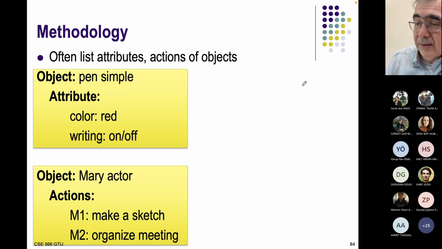Actor is Mary. Actions are make a sketch, organize meeting. So M1 and M2 are functions of the actor.